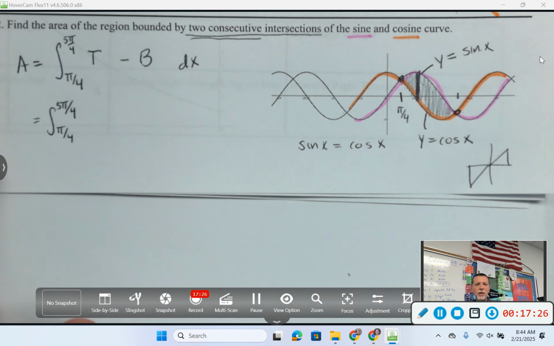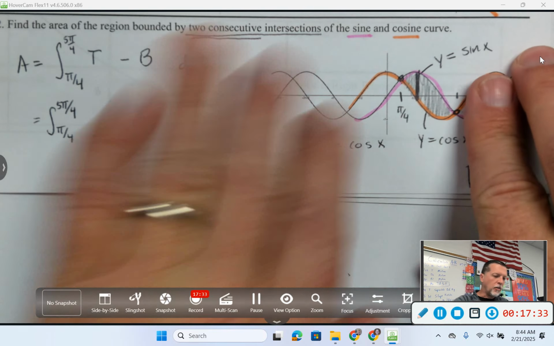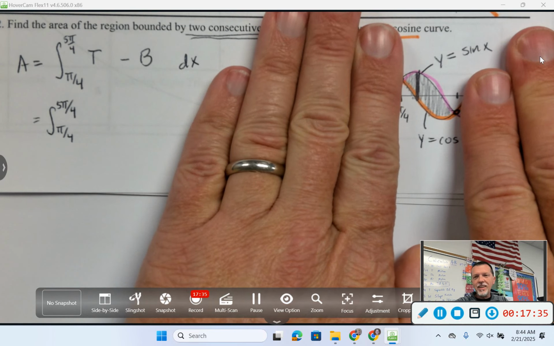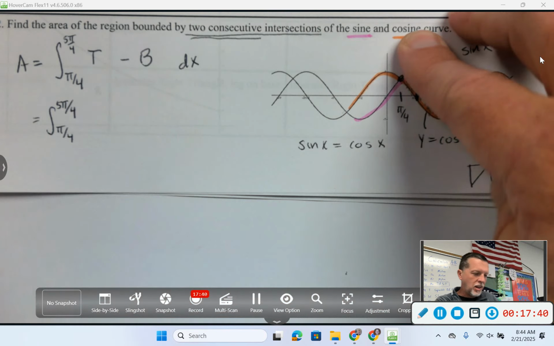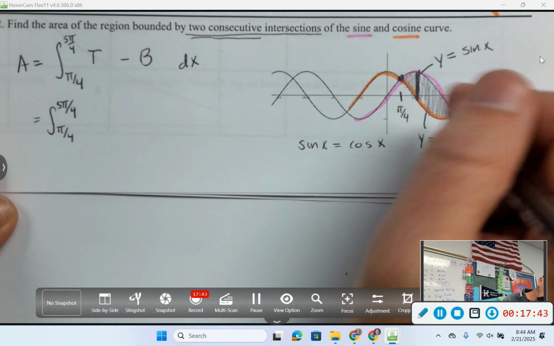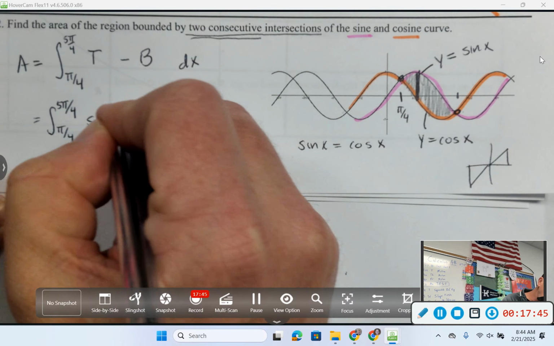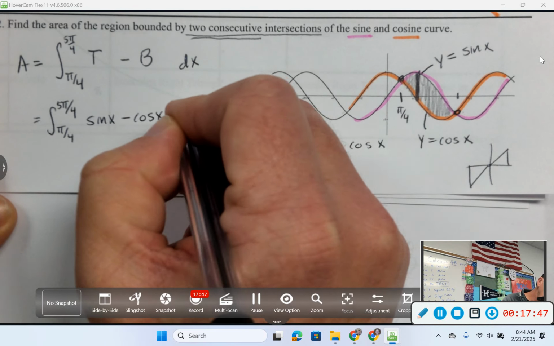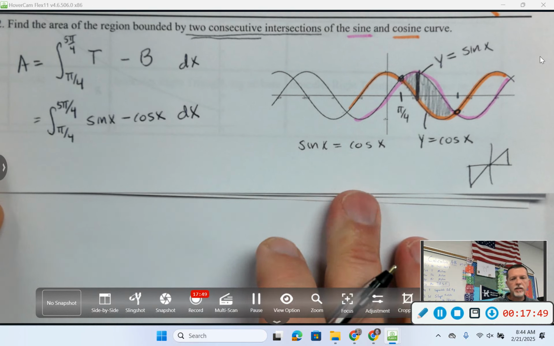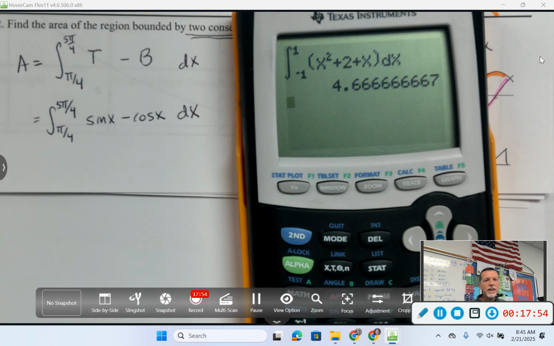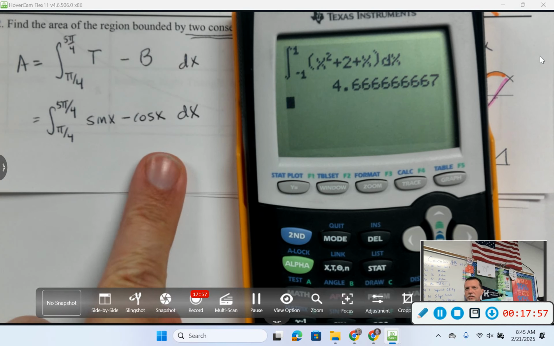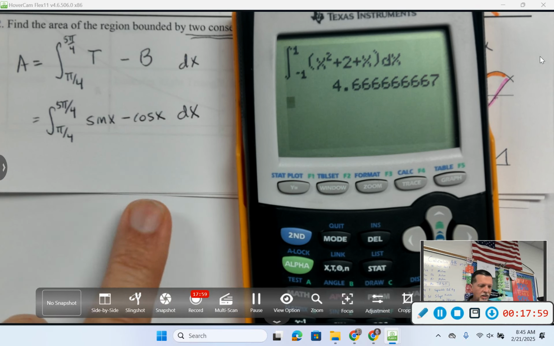Which one is the top equation? For the area that we're looking at, sine is the top one. And that's a little bit tricky because it starts out with cosine as the top one, but in the area we're looking at, sine is the top one. So sine of x minus cosine of x dx. Now we're calculator ready. If you show that much, that means you're ready for the calculator, and you can just give me an answer after that.